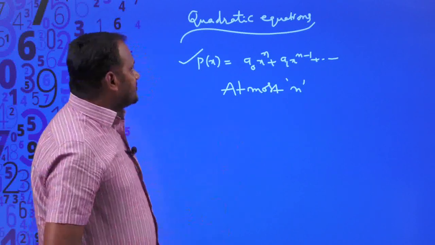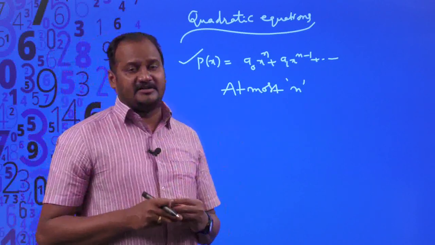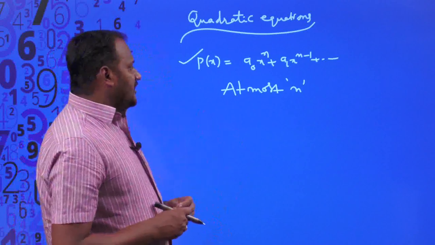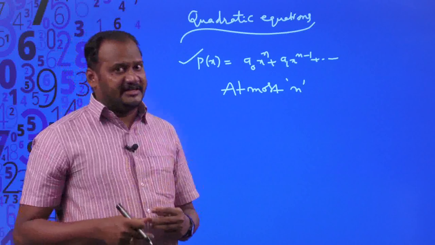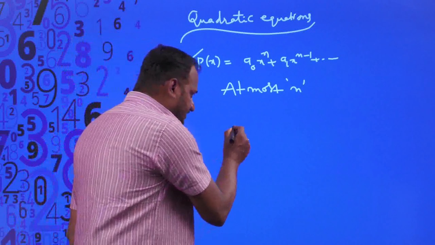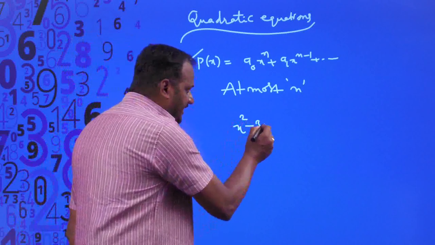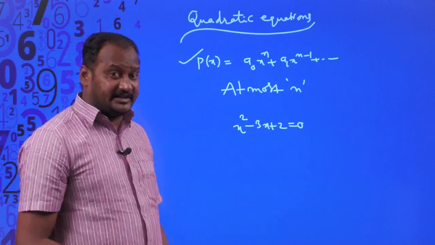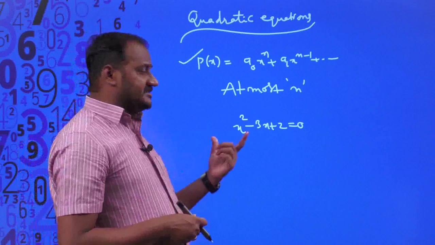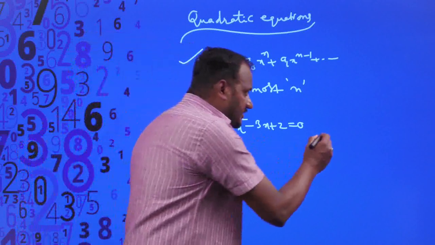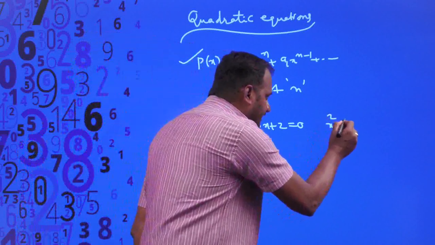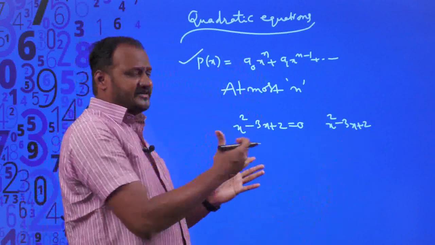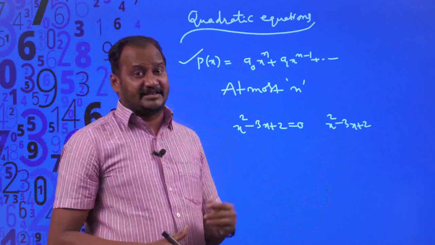So this is about a single polynomial, which is a linear polynomial as well as a quadratic polynomial. Now I am taking one quadratic polynomial equation. That quadratic polynomial equation is, for example, x square minus 3x plus 2 is equal to 0. This is a quadratic polynomial equation. More precisely, this is a quadratic equation. And taking a quadratic expression, that is x square minus 3x plus 2. So this is a quadratic expression. What is the difference between a quadratic polynomial equation and quadratic expression?